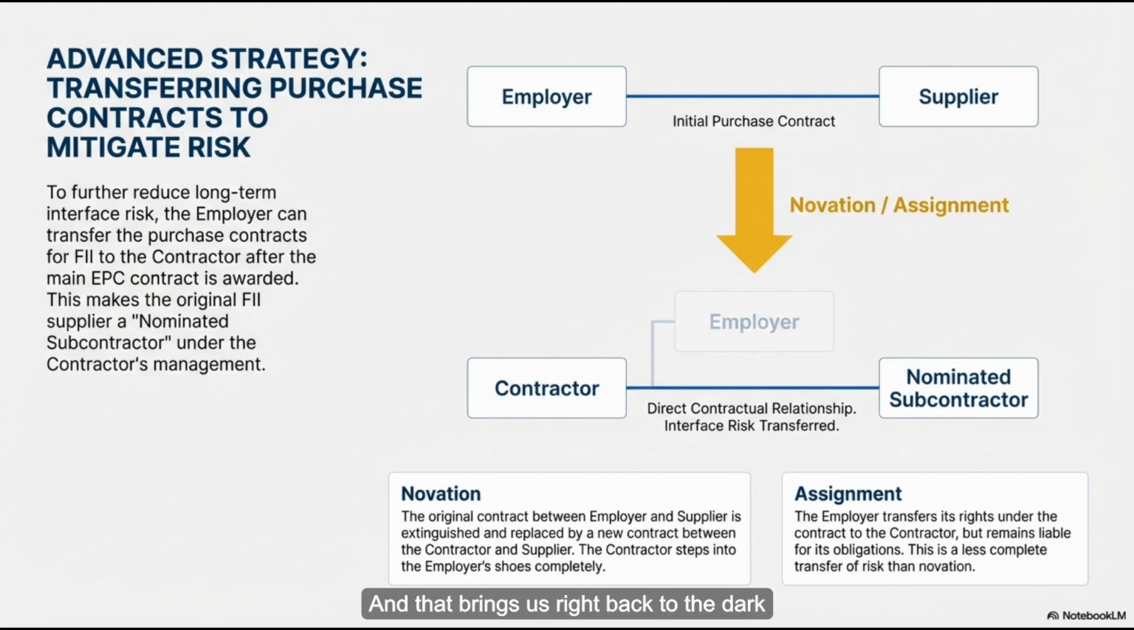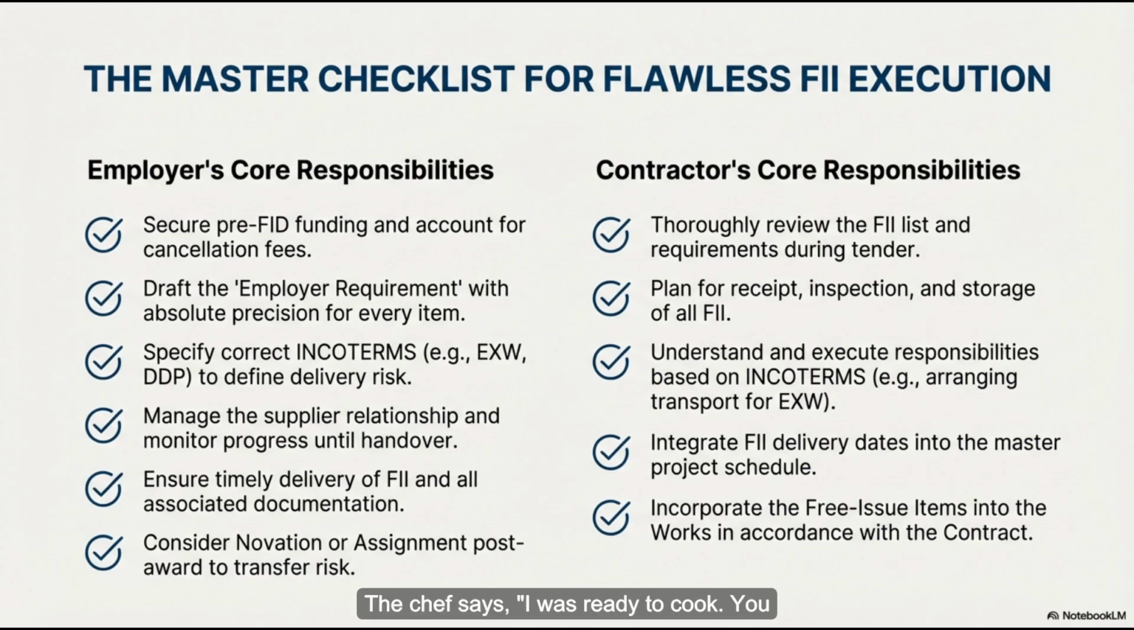And that brings us right back to the dark side of this, the interface risk. Yeah. The guide we read was very blunt about it. It creates a gap in liability. Let's go back to your chef. Okay. If the chef buys the steak and he burns it, he eats the cost. Right. But if you buy the steak and you deliver it 3 hours late, the dinner is ruined. The chef says, I was ready to cook. You failed to supply the ingredients. You still have to pay me my full fee. In construction, that's a delay claim. Massive ones.